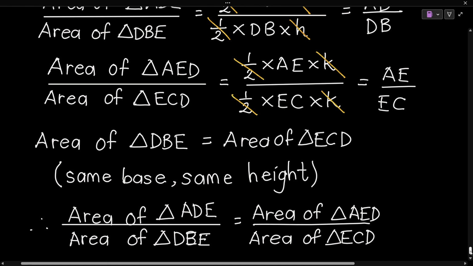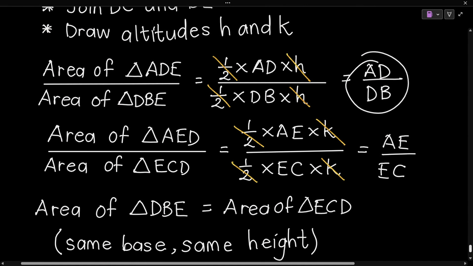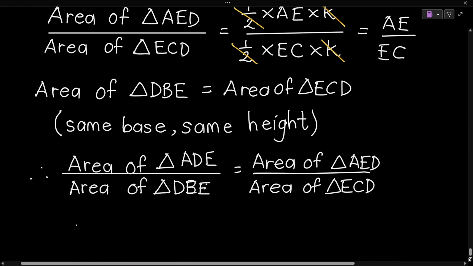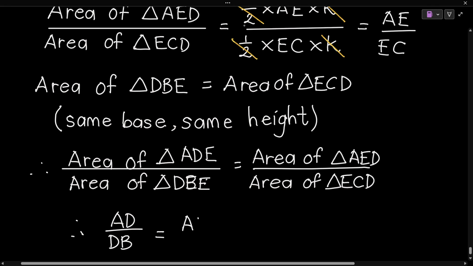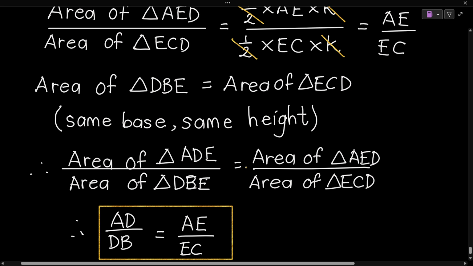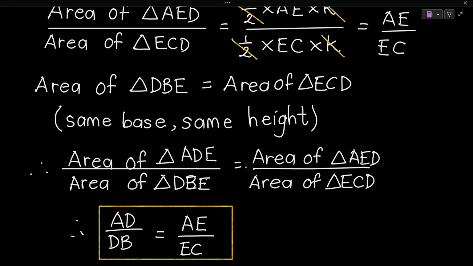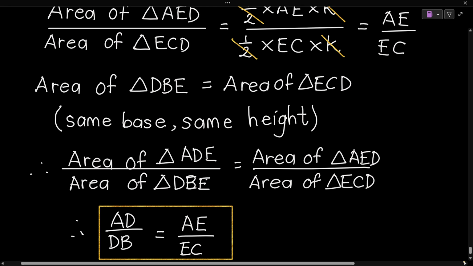And we know that the fraction on the left simplifies to AD over DB. So on the left-hand side, we can replace it with AD over DB. And we know that this fraction on the right-hand side simplifies to AE over EC. So on the right, we can replace that with AE over EC. And that is actually what the question wanted you to do. We have now proven that this triangle has been divided proportionally. So AD over DB is equal to AE over EC. That is your proportionality theorem proof.